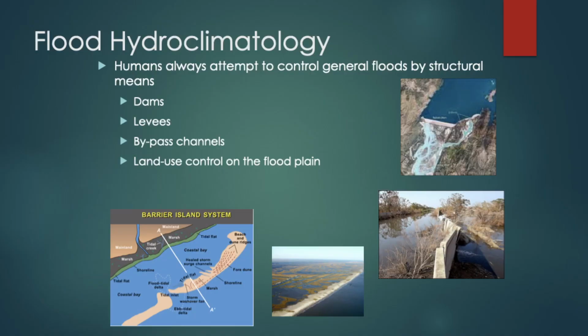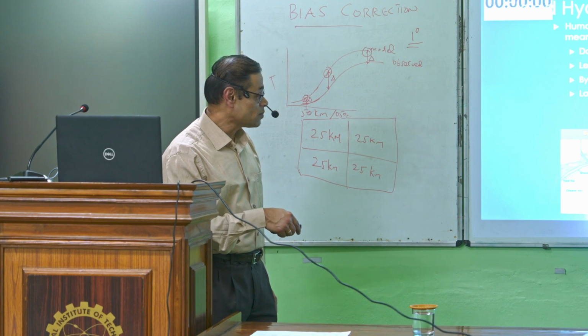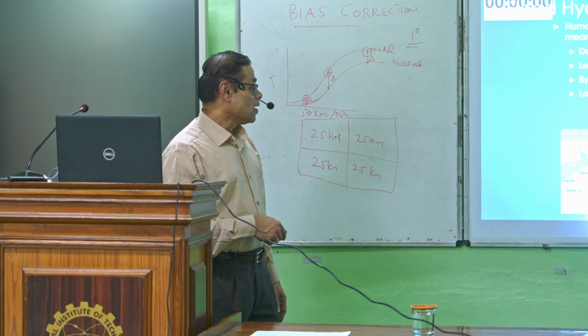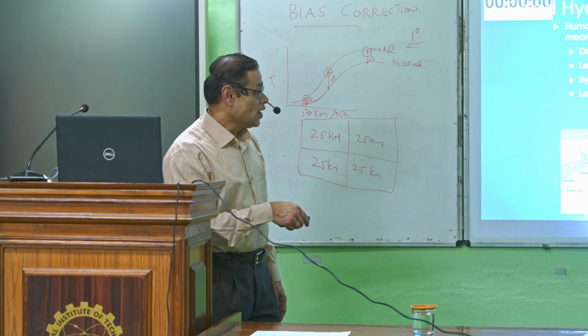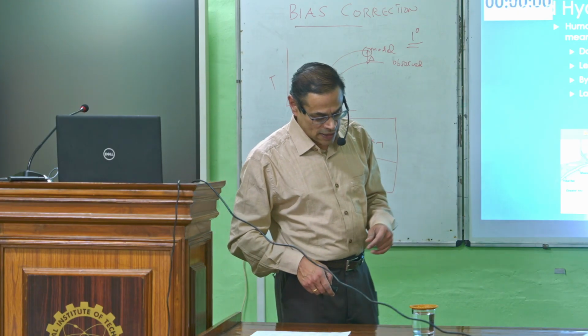But we need to understand how to control the damage. Of course, there are people building dams, levees, bypass channels, land use control on the floodplains, like, they put wetlands, restore wetlands, barrier islands they put here, dikes. I don't know if you remember, some of you might be young at that time.